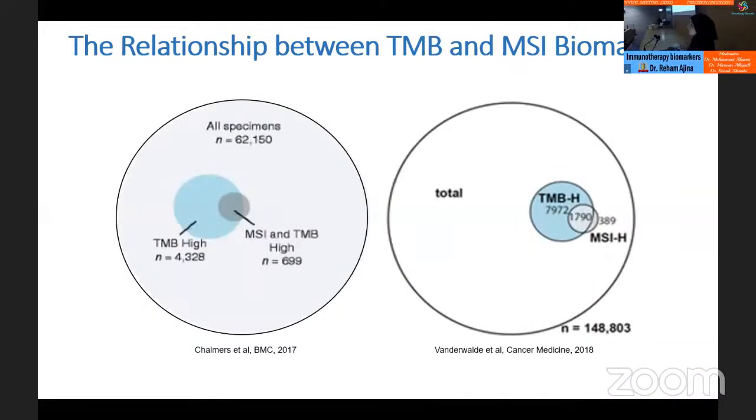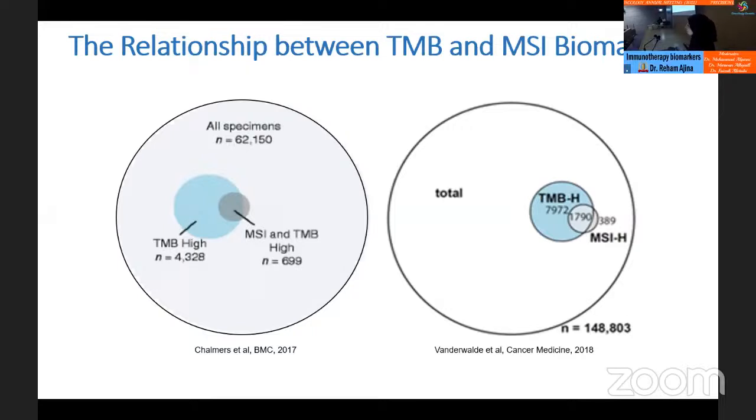The next step would be, what is the relationship between the TMB biomarker and the MSI biomarker? Several studies have been conducted to answer the same question. For example, the two shown here, the one on the left shows that 62,000 samples were included in the study. Among these, only about 4,000 of them had high tumor mutation burden. And only a smaller subset shown here in gray had MSI high.